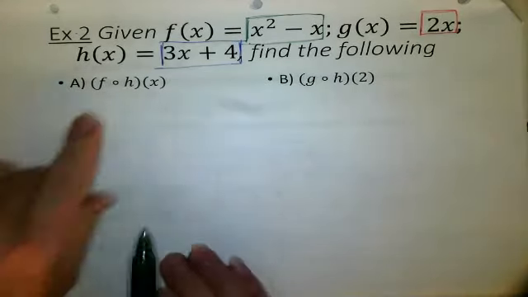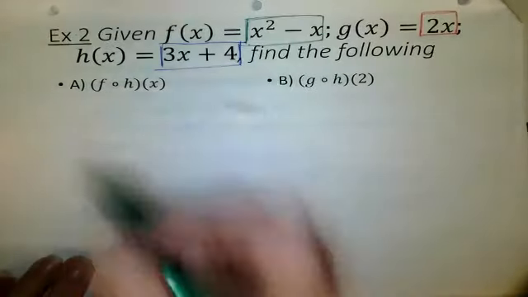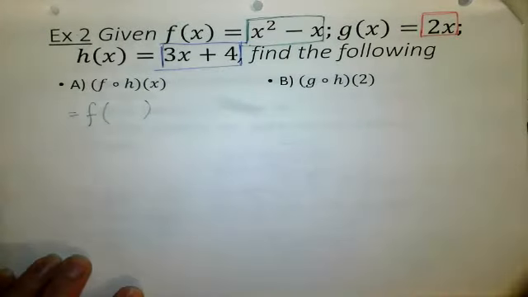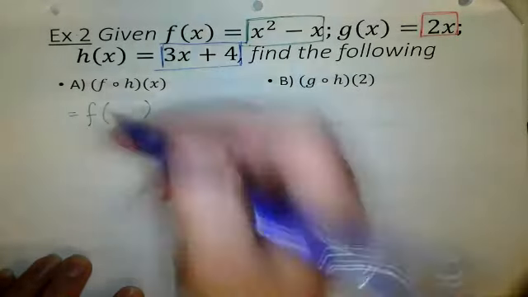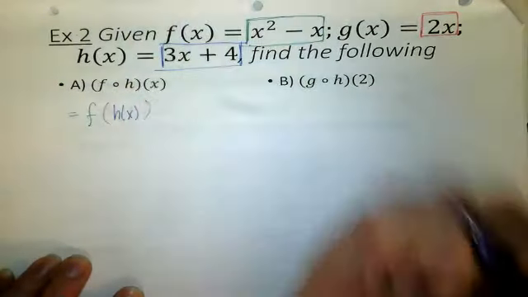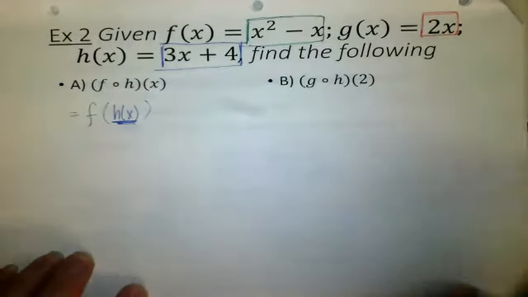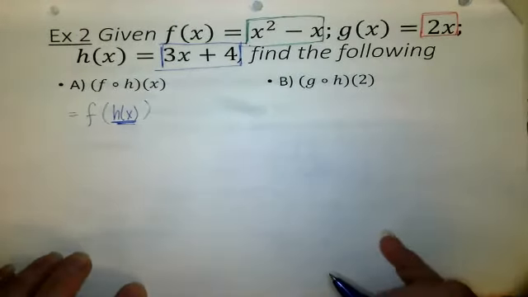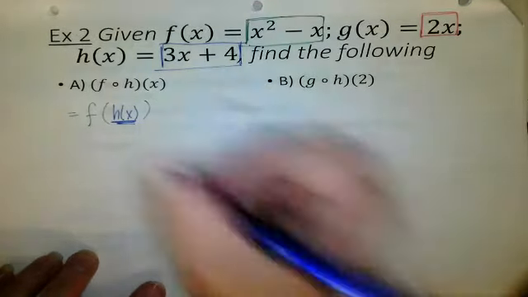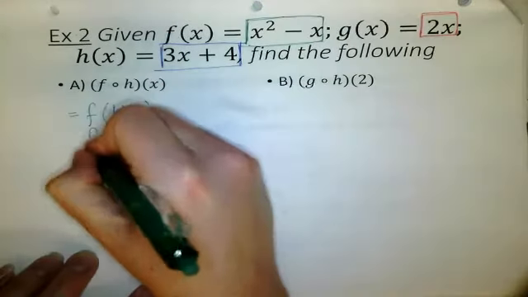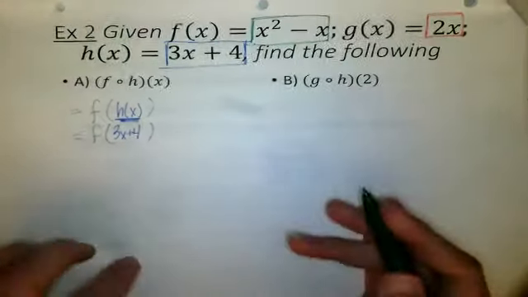So we have f of h, which means f of, what's on the inside? H of x. H of x is on the inside. So again, we need to start on the inside. What can I replace h of x with? 3x plus 4. Very good. All right, so we have f of 3x plus 4.